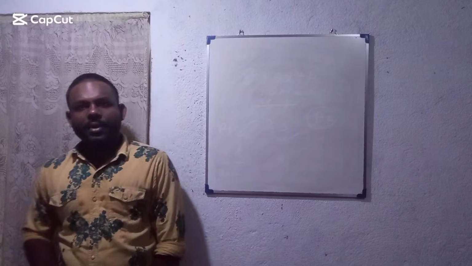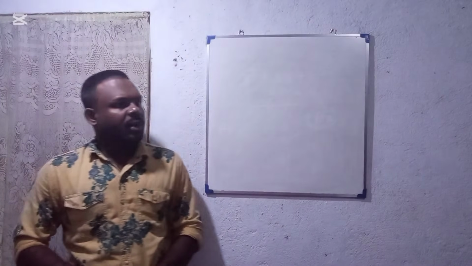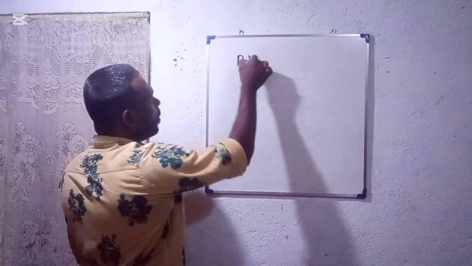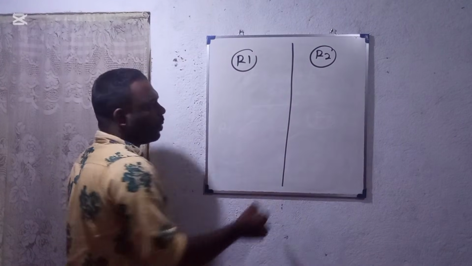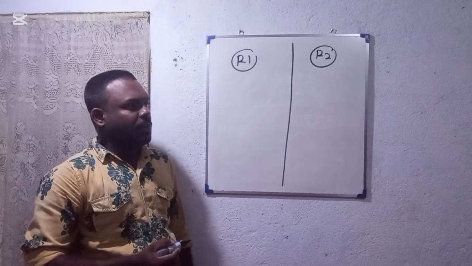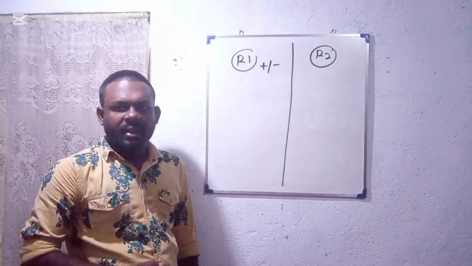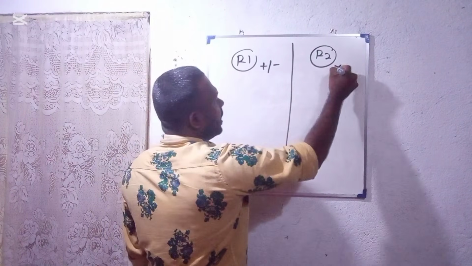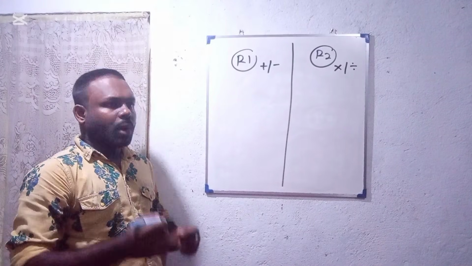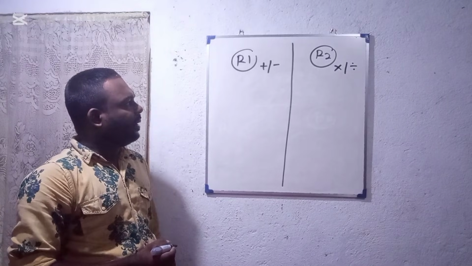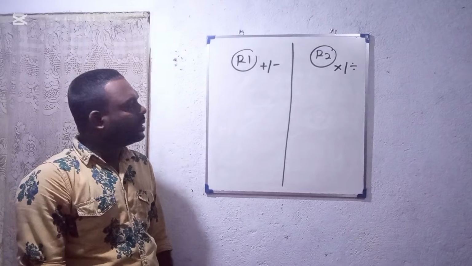Okay, good morning children. Today we are going to identify what R1 and R2 are. R1 is defined for adding and subtracting integers. R2 is defined for multiplication and division, to multiply and divide integers. You already know these, but I label them as R1 and R2 for our future work.